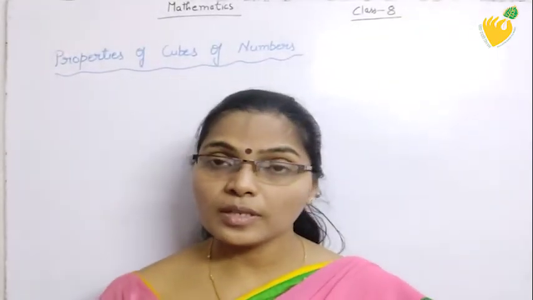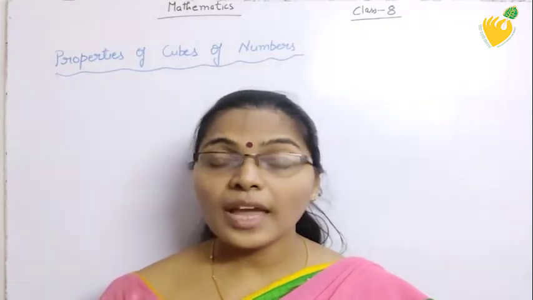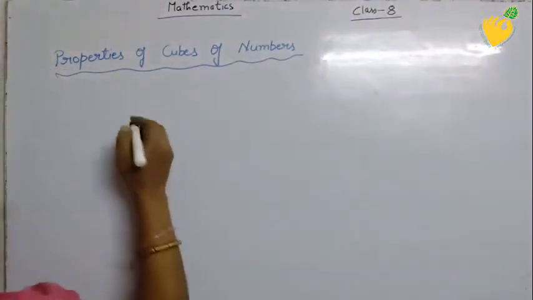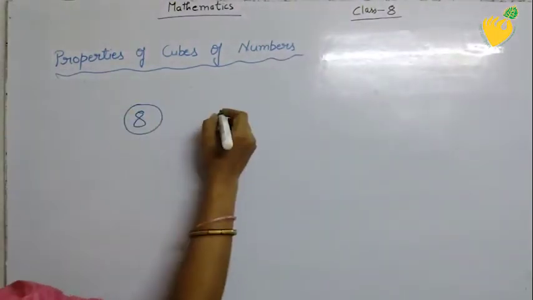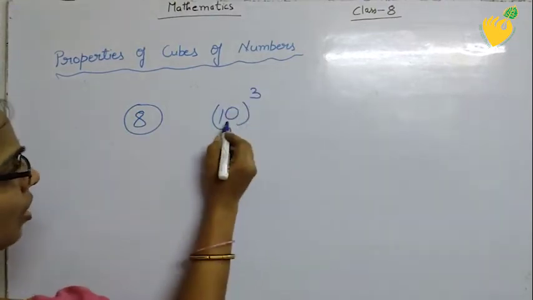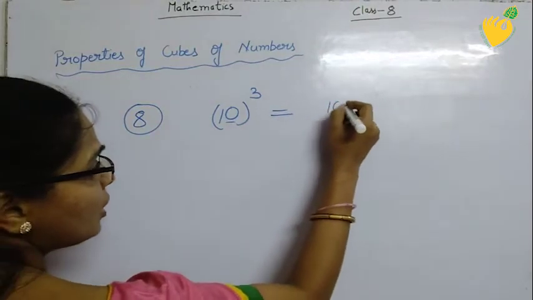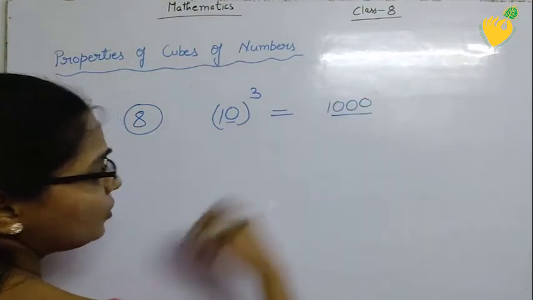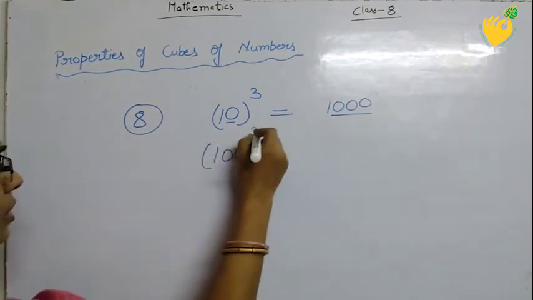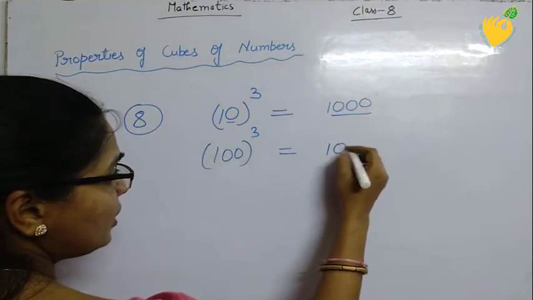Next property is, students, the cube of any number which ends in a 0 ends in 3 zeros. Let's see what that property is. Suppose 10 cube. How many zeros are there, students? 1 zero. So the cube of this number will end with 3 zeros. If suppose there are 2 zeros, then students, how many zeros will be there?